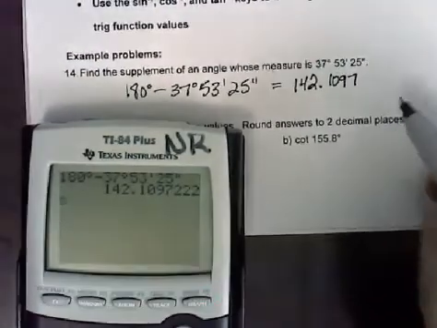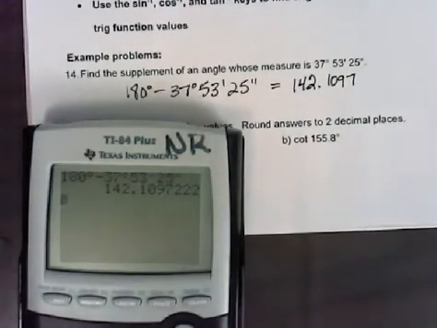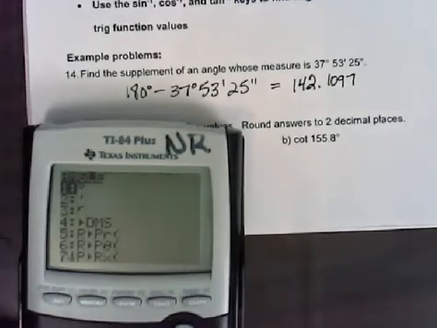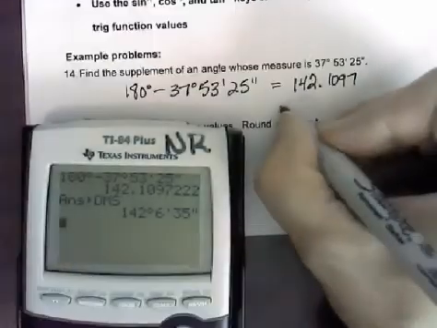This gives me the answer in decimal degrees. If I want to put that in degrees, minutes, seconds format, then I'm going to use my angle menu again, do number 4, and convert that to degrees, minutes, seconds.